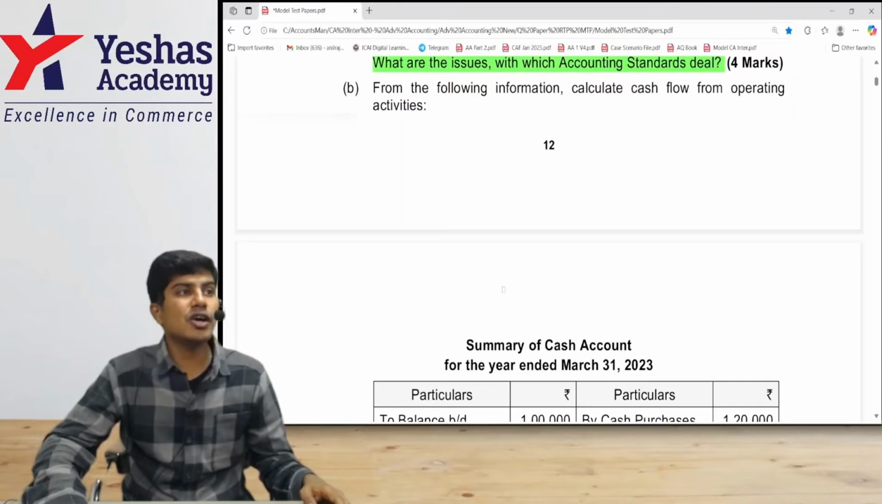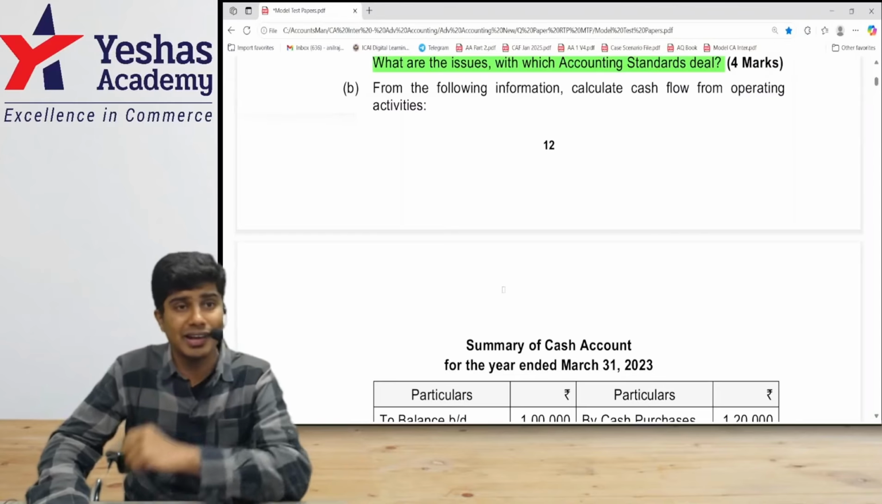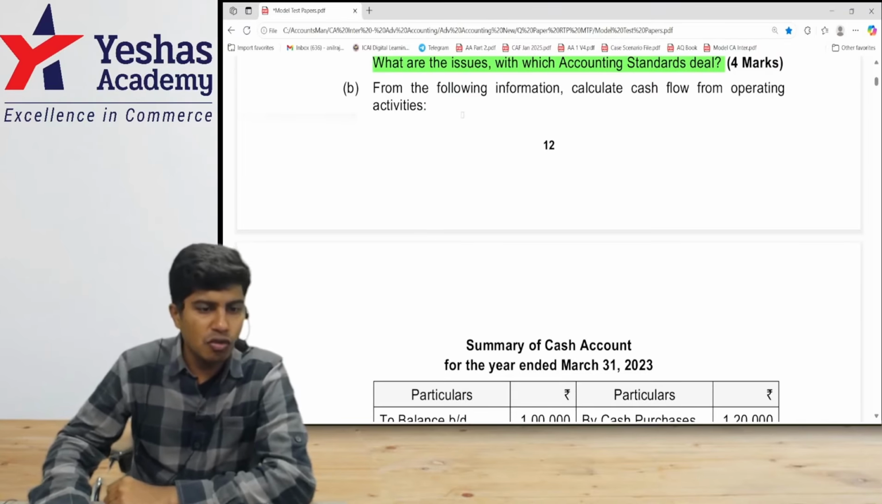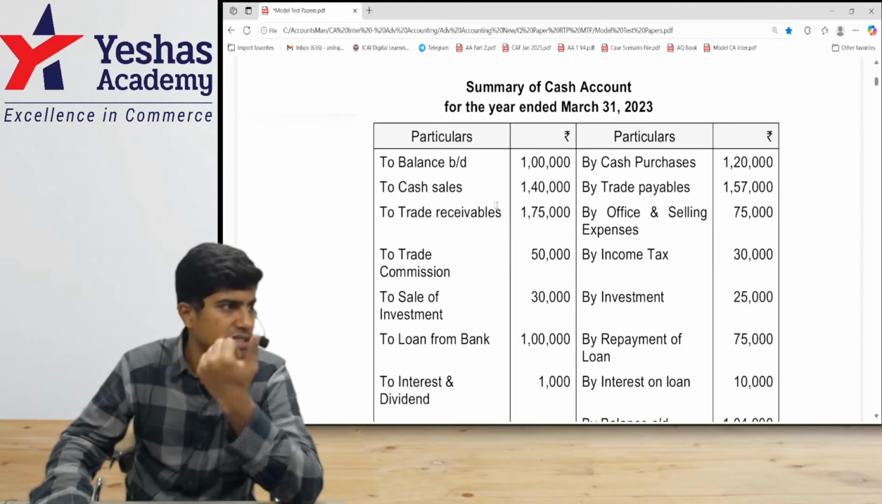Let's now solve question 6B from our model test paper number 1. This question is on cash flow statement under direct approach. See, the following information is available. Calculate cash flow from operating activities. Summary of cash account is here.